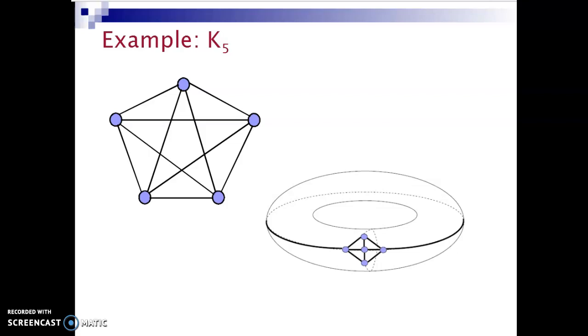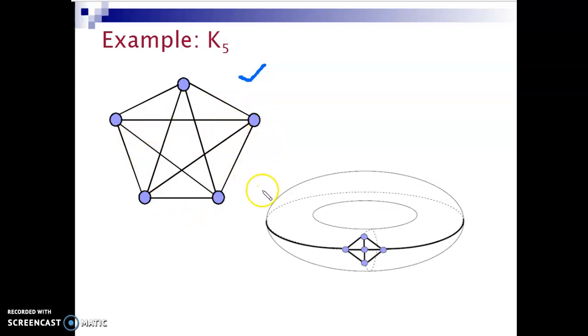K5, as you know, is a complete graph, and usually we draw it like this. It's a star shape with all nodes connected to each other. There is no way to embed a K5 graph on a plane in a planar way. So you can try this. You can, for example, try to draw this outer pentagon and then put some inner edges.